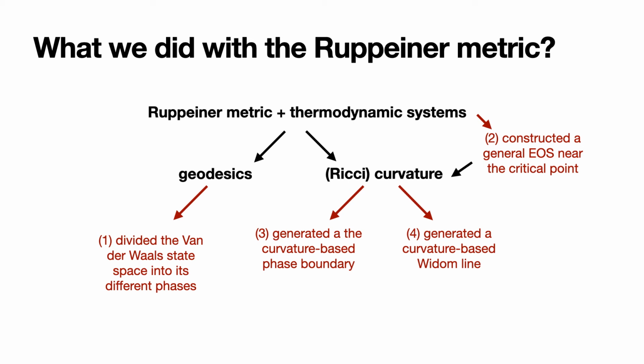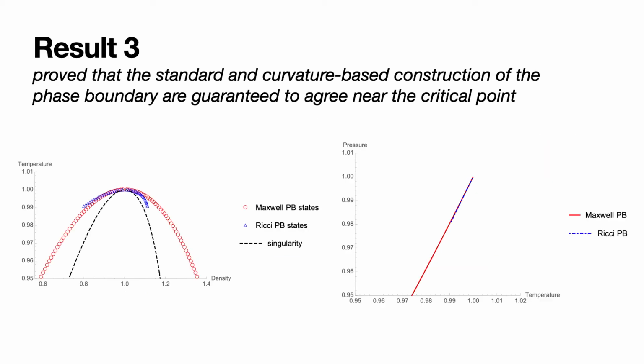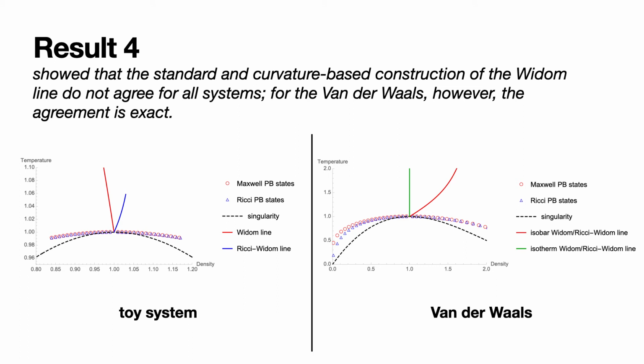We then compare this alternative construction to the standard one. For the phase boundary, we see good agreement between the two different constructions, and we have provided a proof that guarantees agreement. However, the same is not true in general for the Widom line. But for the van der Waals case, the agreement is exact, but only if we tweak a little how the Ruppeiner metric is usually used.